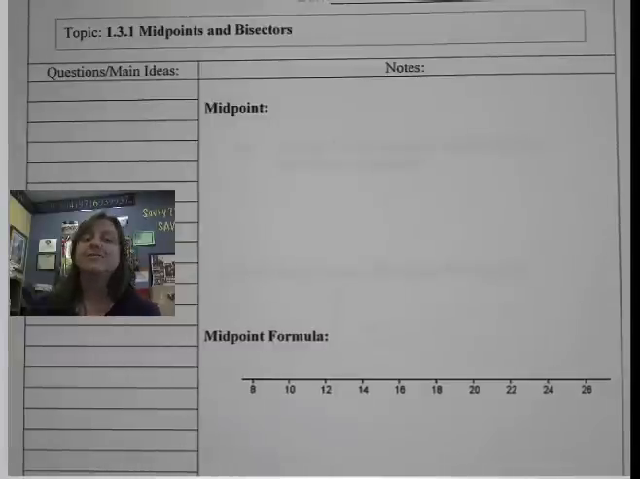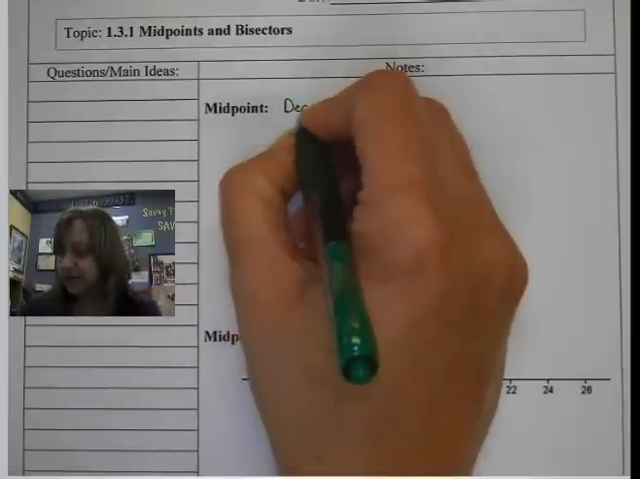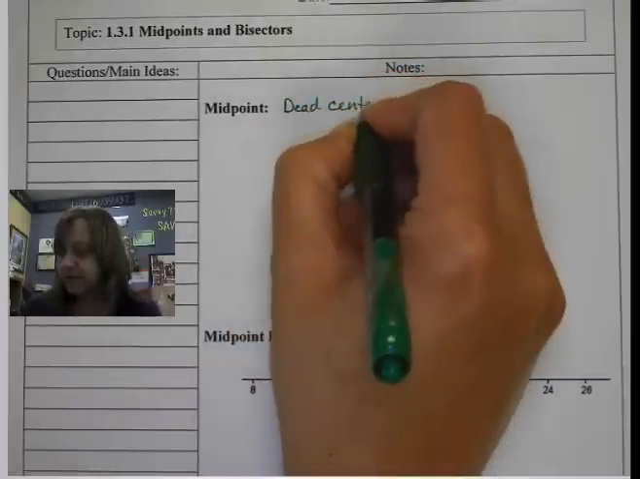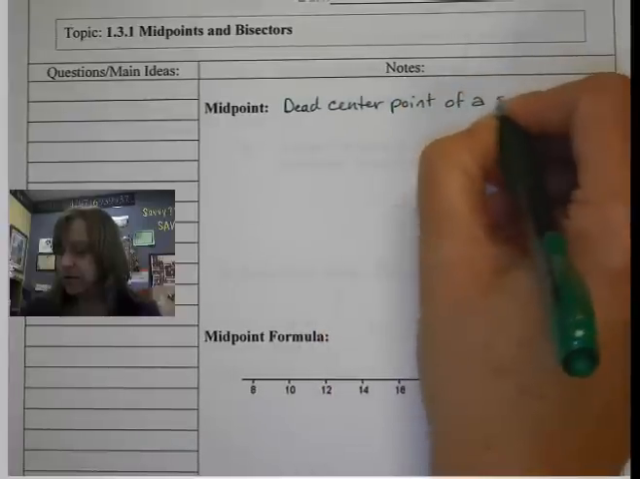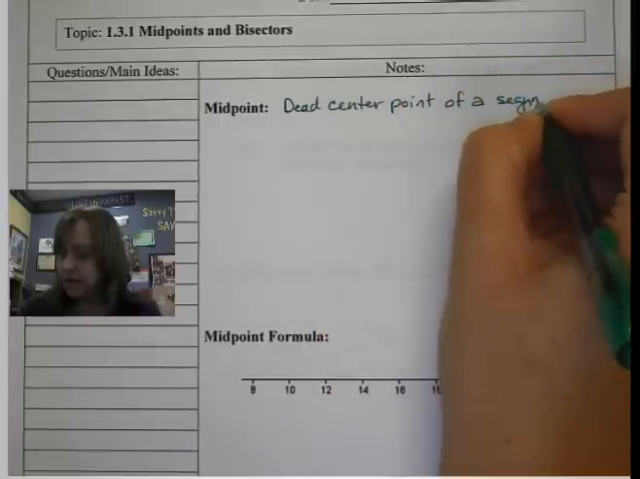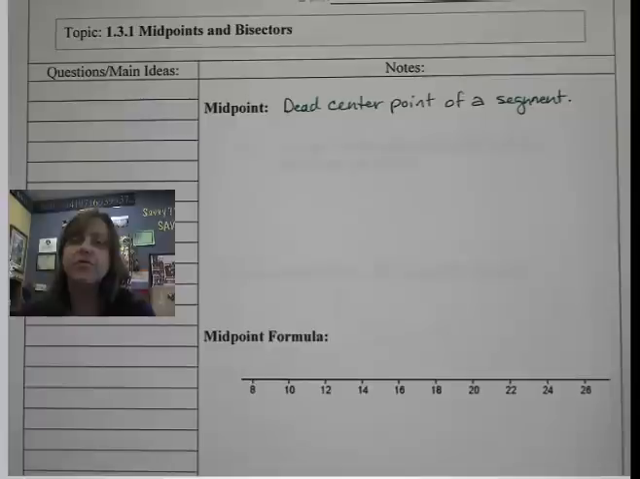Hi there. Time to start learning about midpoints and bisectors, and you'll see that they're pretty closely related. Let's start with some vocab. Midpoint, like it sounds, is the middle point of a segment. So let's call it the dead center point. Now I'm going to give you a technical definition that's going to come in handy for you later on as we work through our course this year.